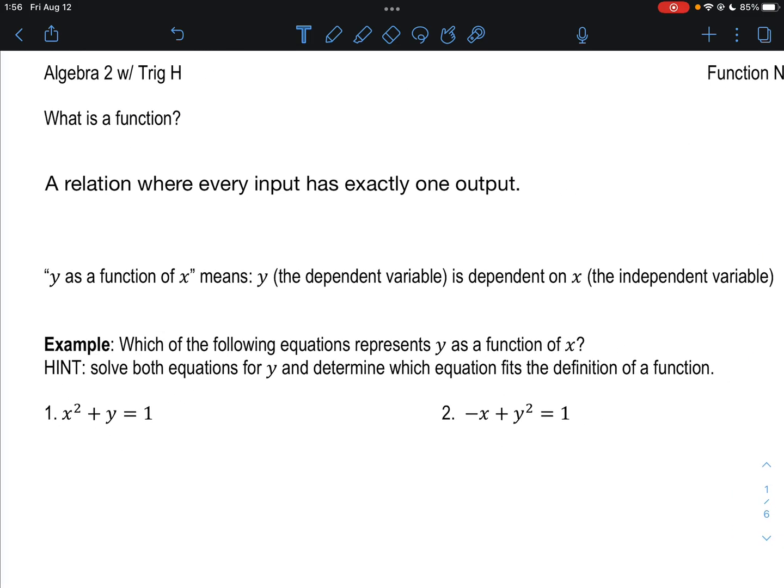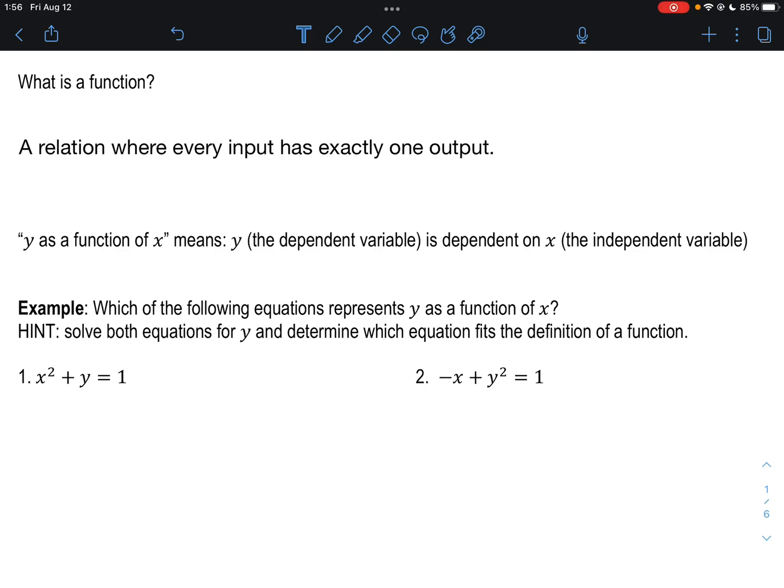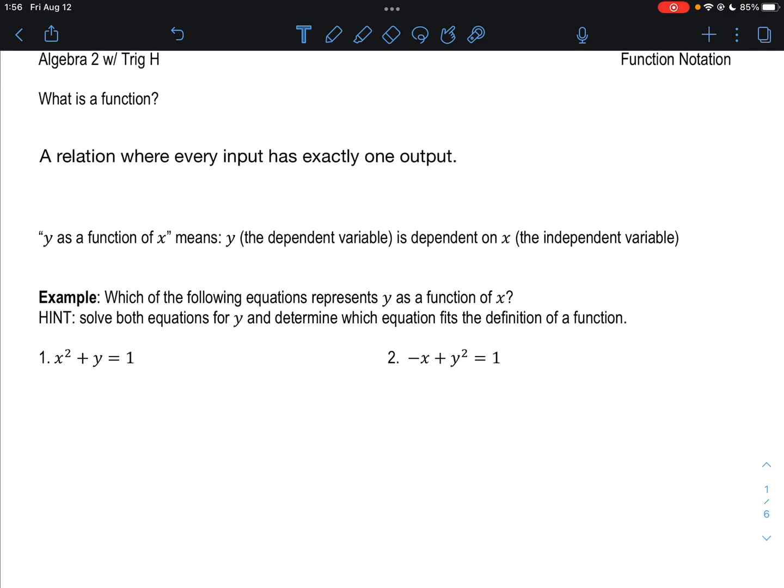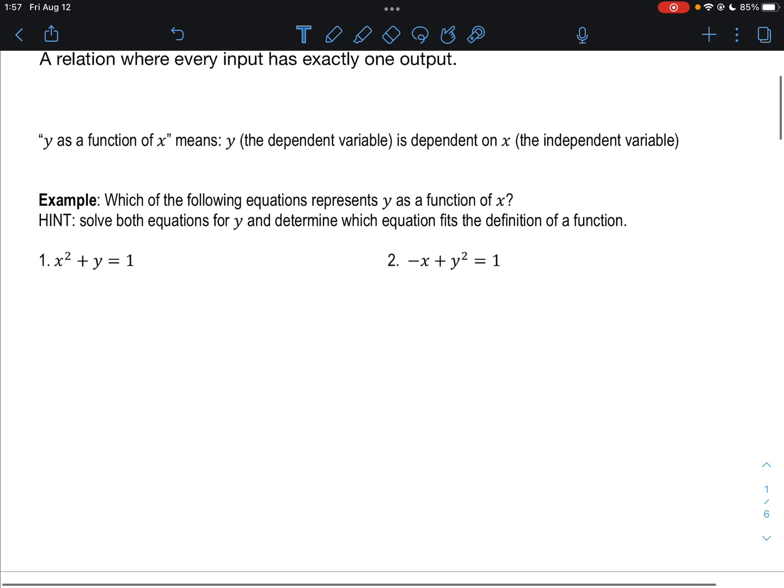So when we say y as a function of x, what we really mean by that is that y is the dependent variable and x is the independent variable, and y depends on x. And of course, it doesn't have to be y and x. It could be any letters, but we're very used to using y and x, as y is the dependent and x is the independent. Okay?